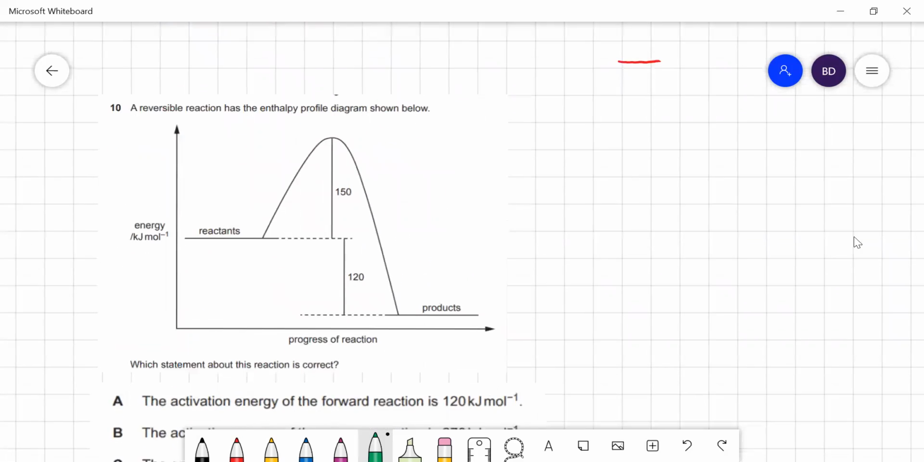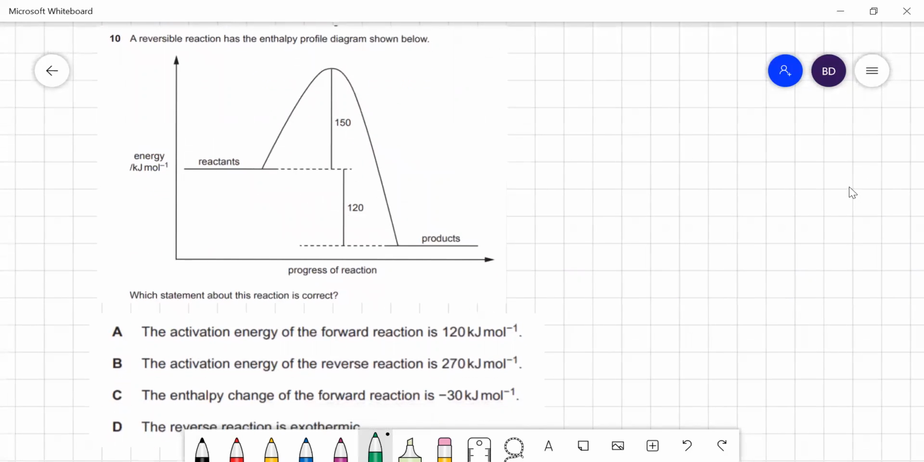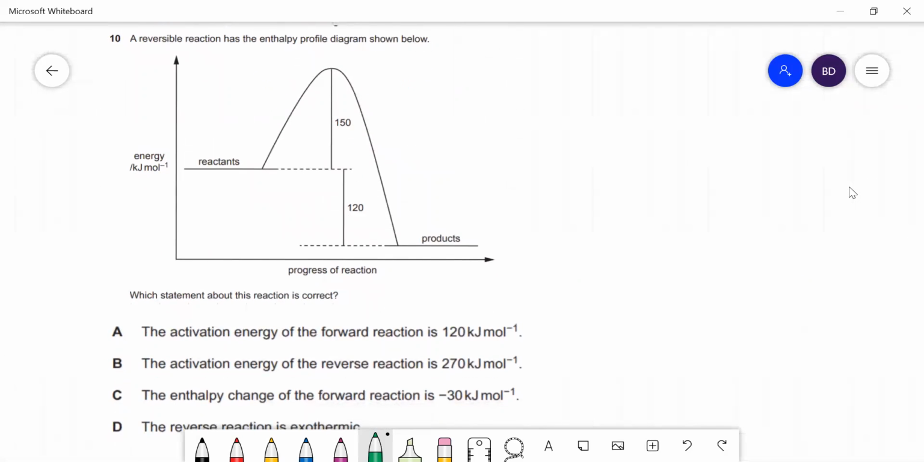Right, so we've got a reaction profile here. First of all, the activation energy of the forward reaction is 120. That's wrong. The activation energy of the forward reaction is 150, isn't it? It's that hump there. So that's wrong. The activation energy of the reverse reaction is 270. Well, for the reverse you've got to go from down here to up there. So that's 120 plus 150. That is 270, so that is correct.